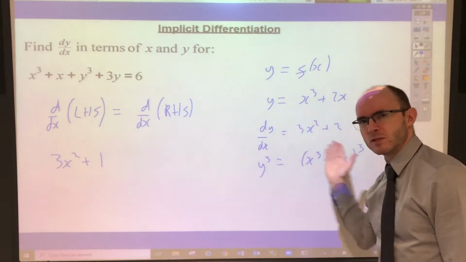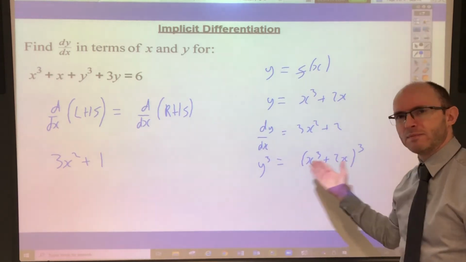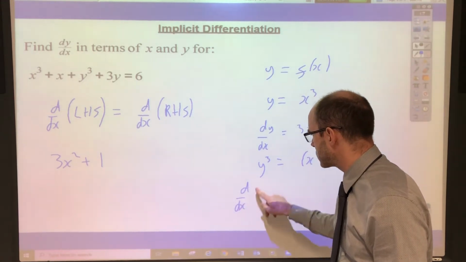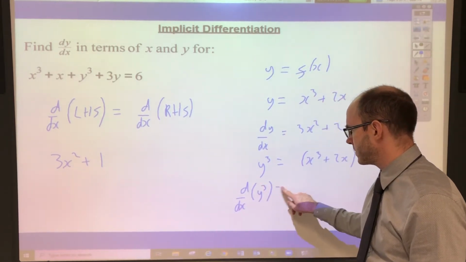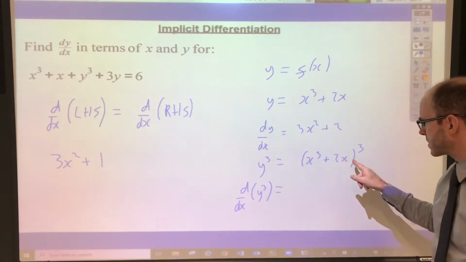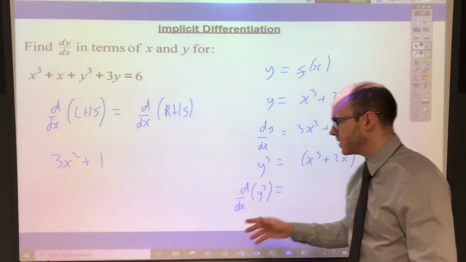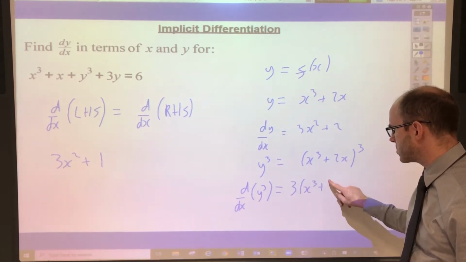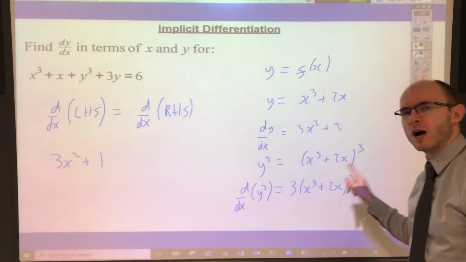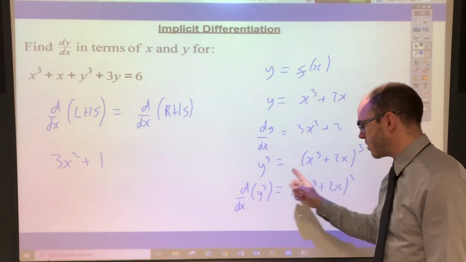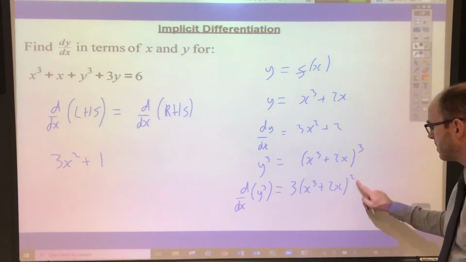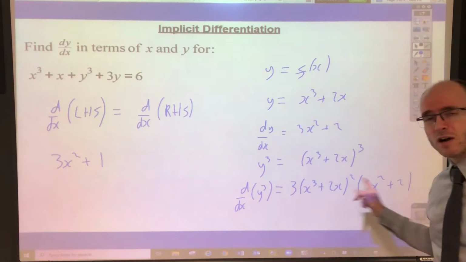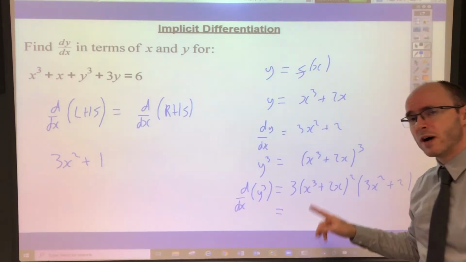And we want to differentiate this with respect to x. You can do that. Let's just write down what we're doing here. We're finding d dx of y cubed, and d dx of this, differentiate with respect to x. We just use the chain rule for that. So bring the 3 down, so you get 3 times x cubed plus 2x, decrease the power by 1. Then remember to differentiate what's in the brackets, so of course that's going to be 3x squared plus 2. That's our answer.